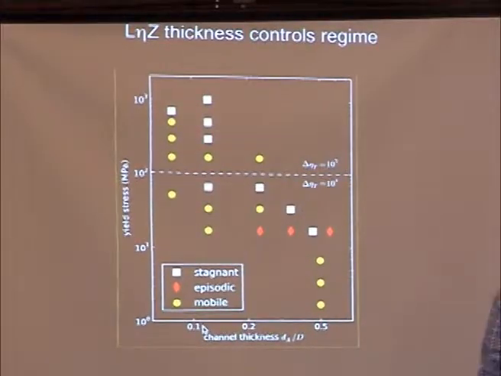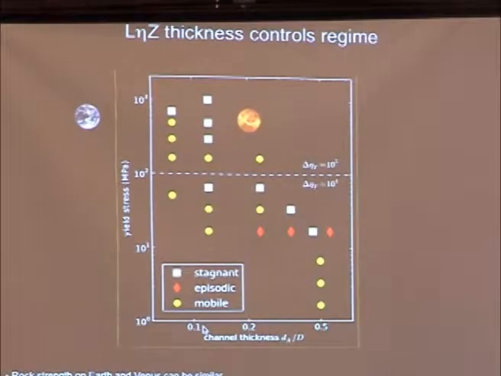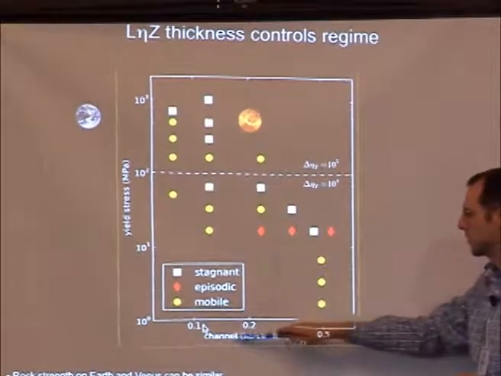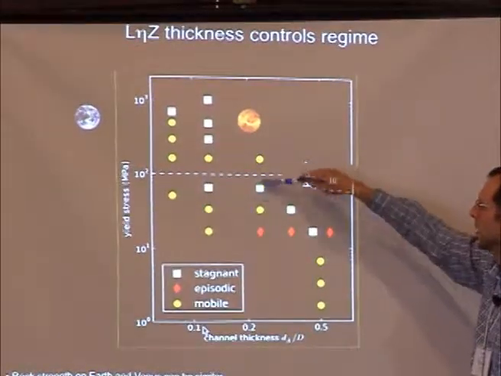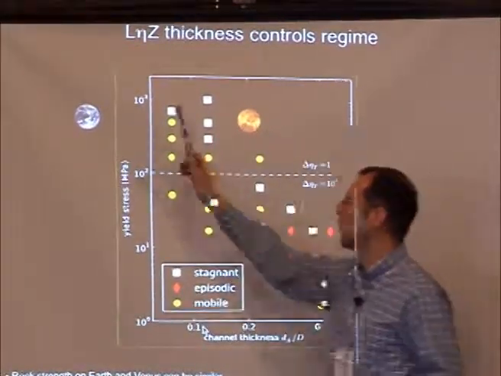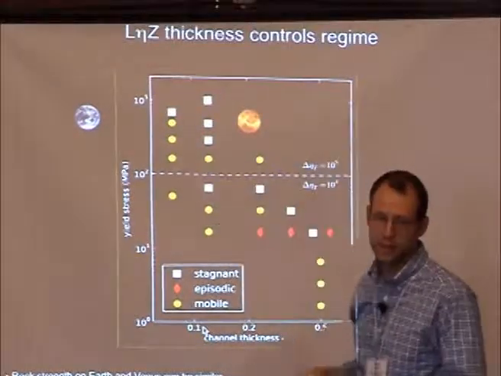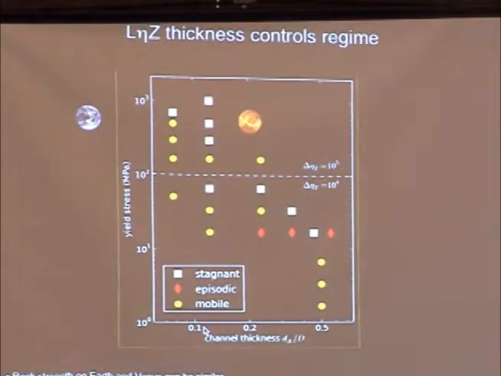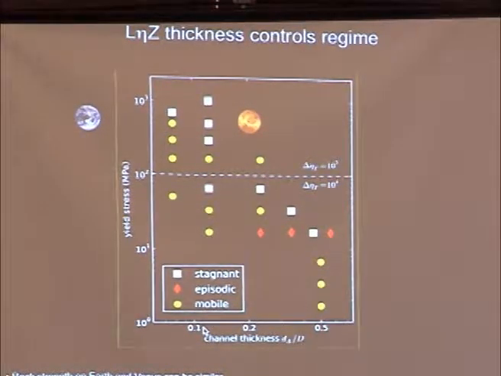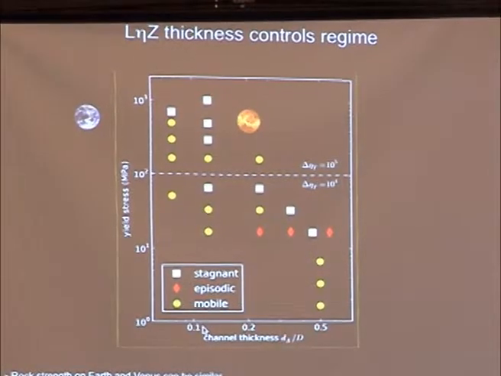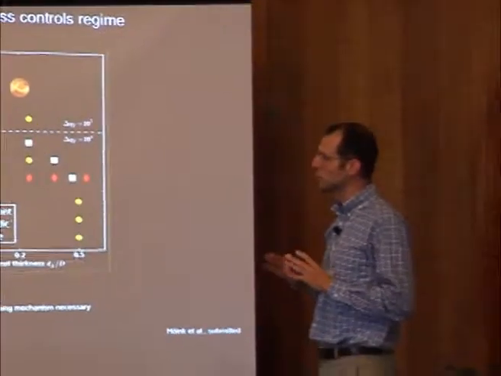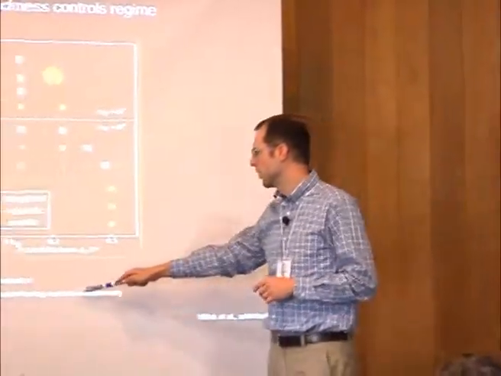If you look at where our reference planets would fall, Venus would fall somewhere around here in terms of channel thickness, where you find maybe stagnant or episodic convection, and Earth would fall all the way over here at thin asthenospheres, where you'd most likely expect mobile lid convection. So what I've been trying to show you is that the shear scale, the low viscosity zone underneath the lithospheric plate, is an important constraint on the planetary style of tectonics, because it increases the stress scale and the convective stresses. This doesn't mean that other mechanisms, for example hydrous weakening, are not at work, but they're not necessary at this point.